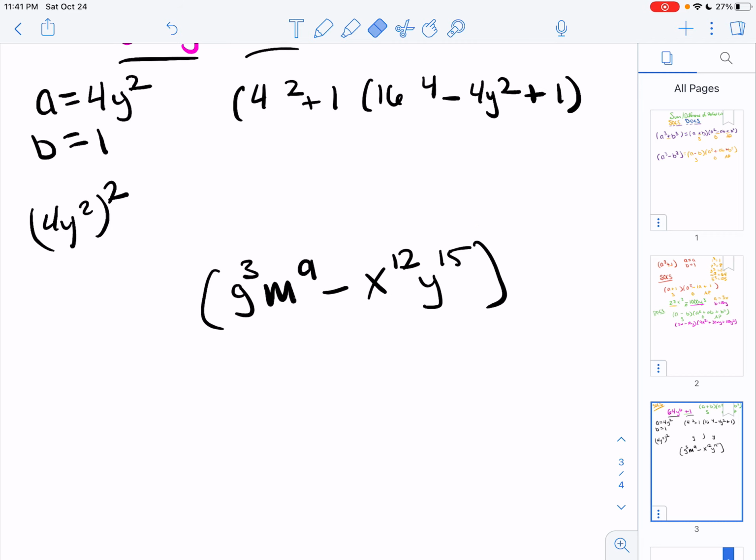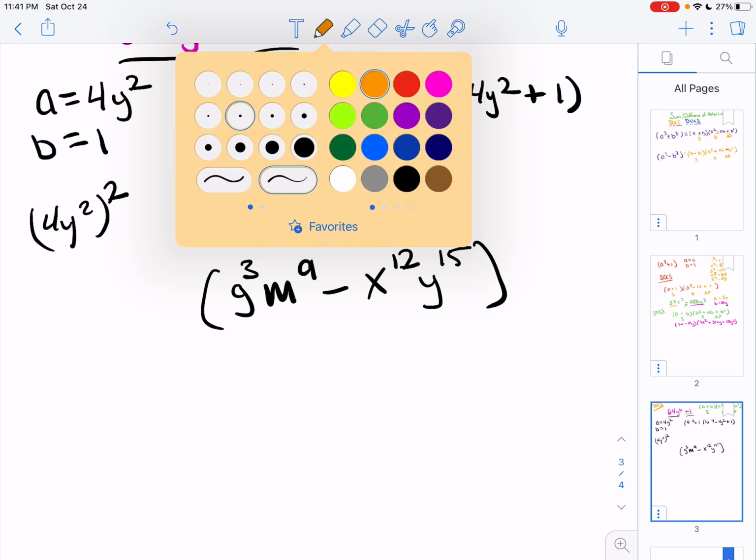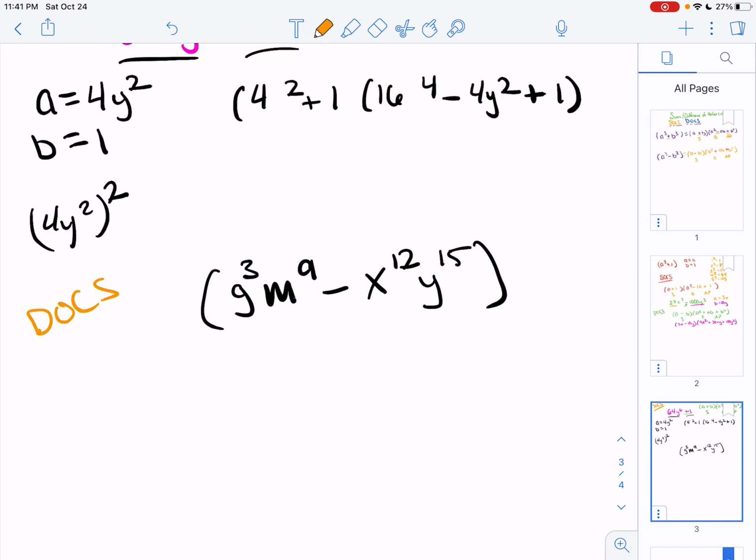So we have a difference. So we have the difference of cubes. So let's find our A and our B. A is the cubed root of the first one. So the cubed root of g cubed is g. The cubed root of m to the 9th, 9 divided by 3, is 3. So that is A. For B, we have 12 divided by 3 is 4, so x to the 4th. And 15 divided by 3 is 5, so y to the 5th. So now I have my A and B.